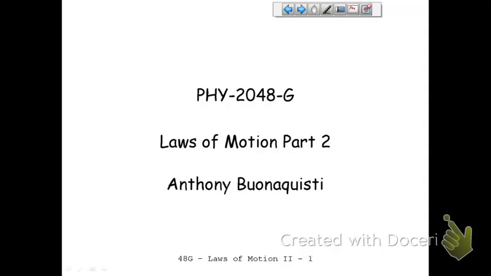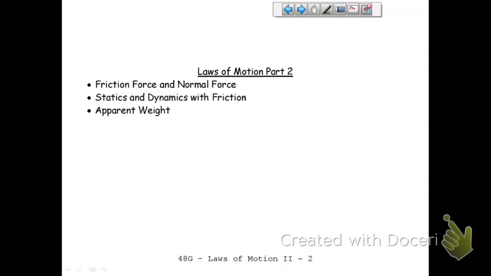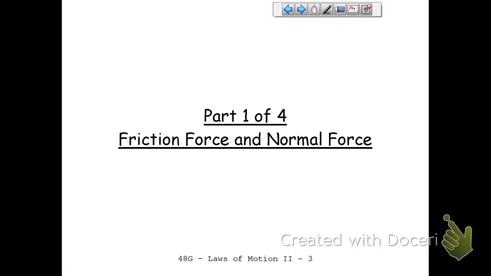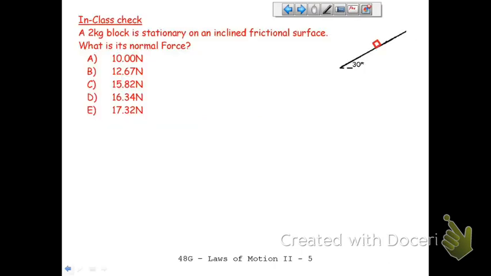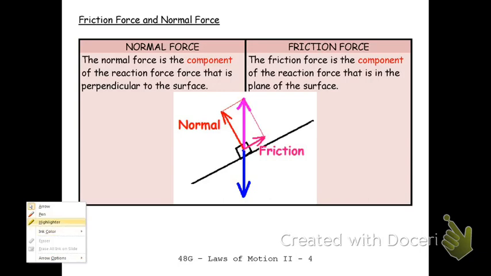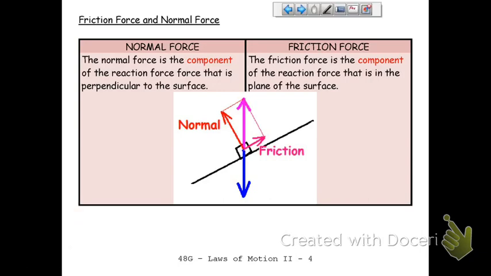So welcome. This is the second part, and we're going to talk about things on slopes, and before we can do that we need to talk about friction. Here's a situation where we have a block on a slope, an incline we'd say, and we know that for the downwards force there's a balancing upwards force, because it's not accelerating anyway, it's stationary.